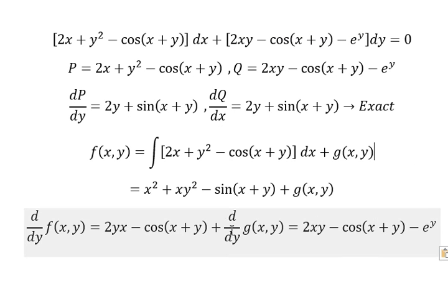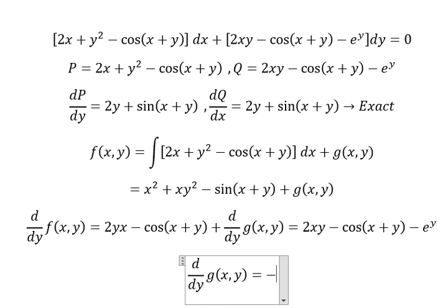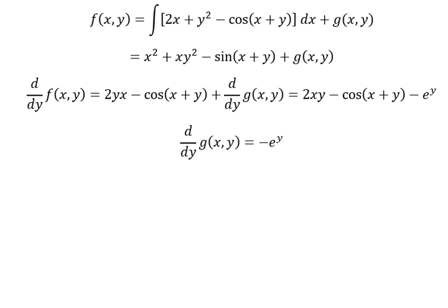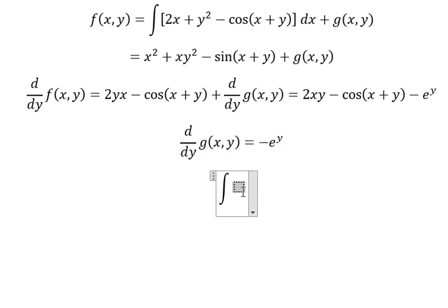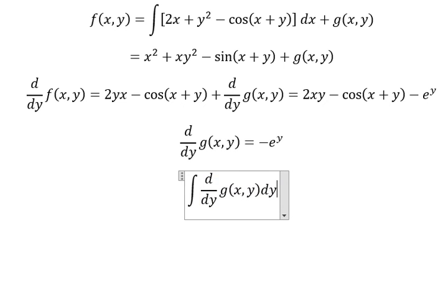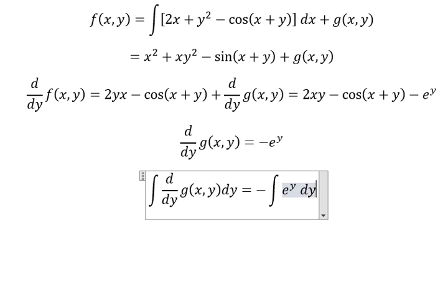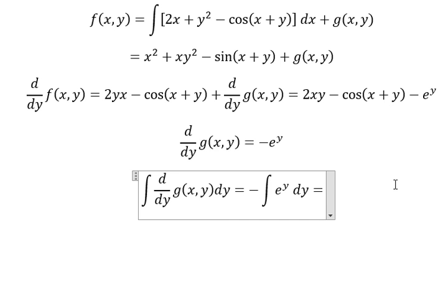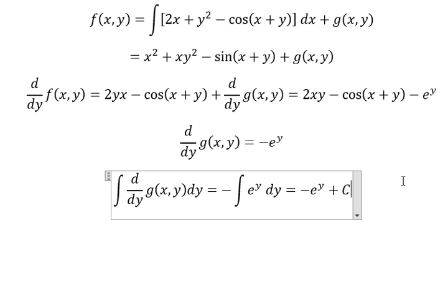Now we need to simplify for both sides, and we get negative e to the power of y. Now we need to put the integration for both sides. The integration of this one, we have negative e to the power of y, and we put c.